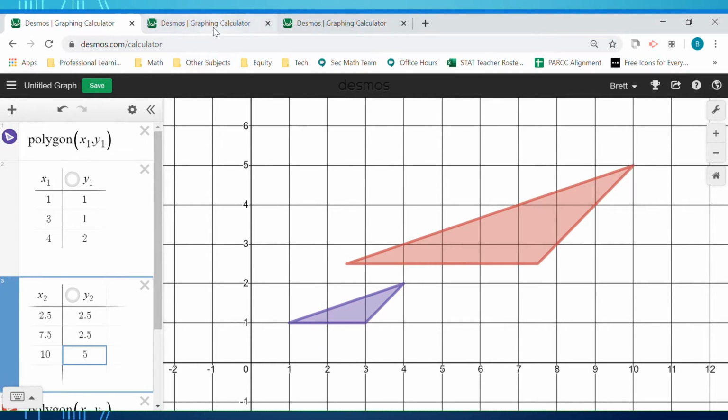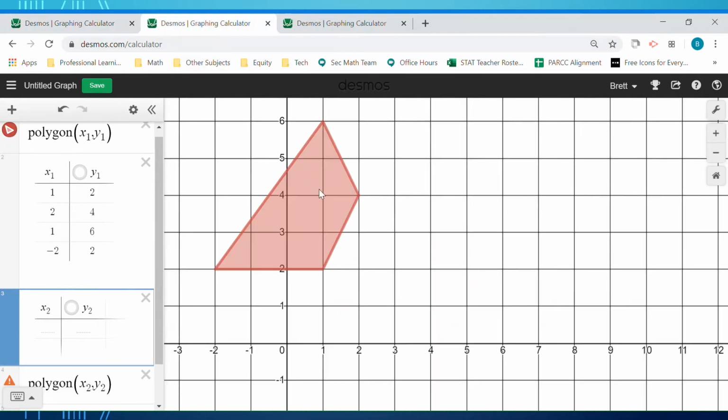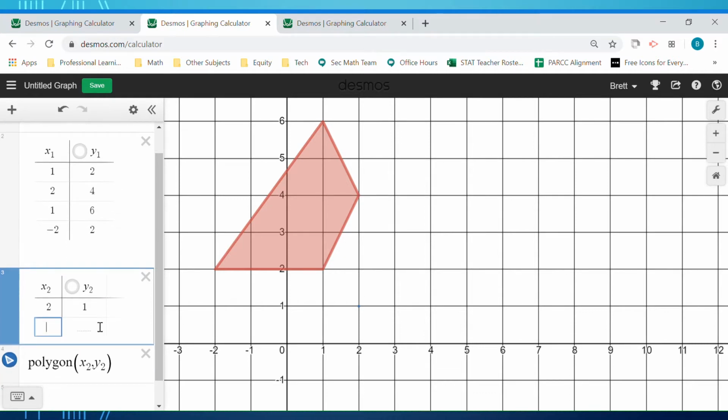Let's look at another transformation. Here we have a trapezoid. For this transformation, what we're going to do is we are going to swap the x and y coordinates. So here we have the point 1, 2. For my new polygon, my new trapezoid, we're going to swap the x and y coordinates and label the point 2, 1.